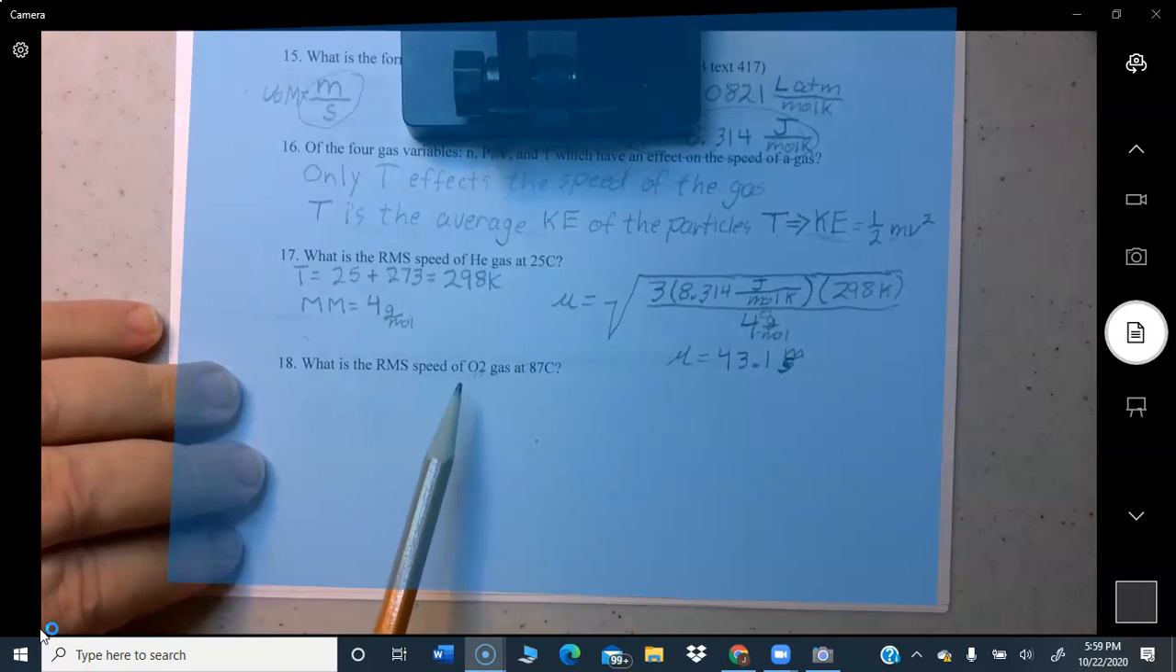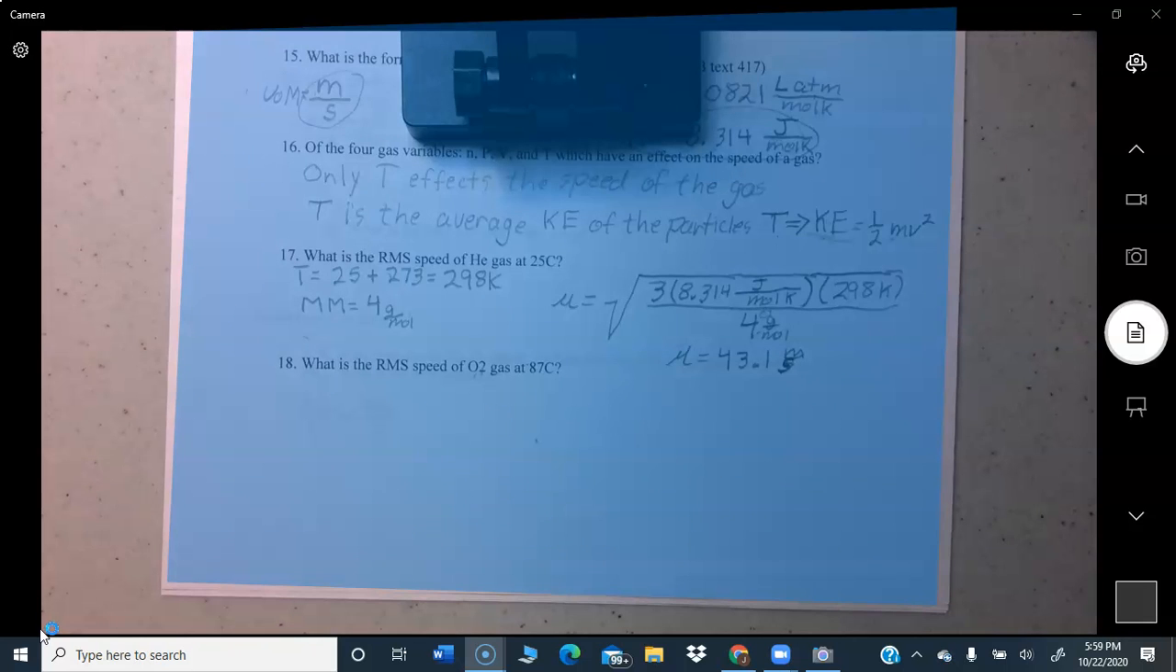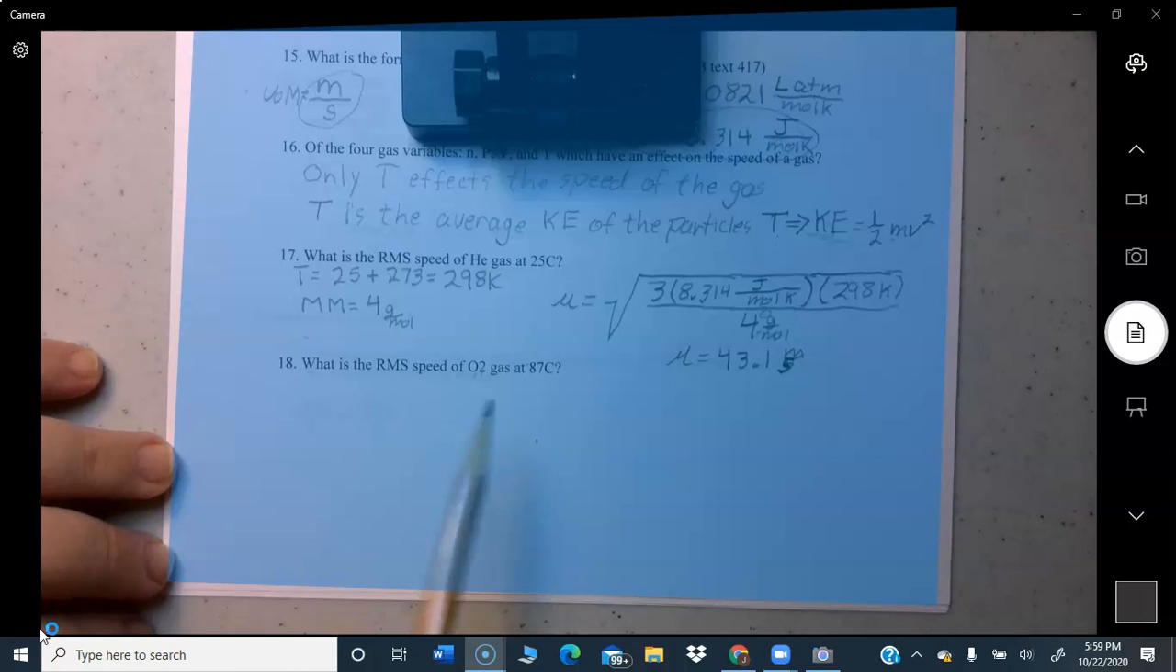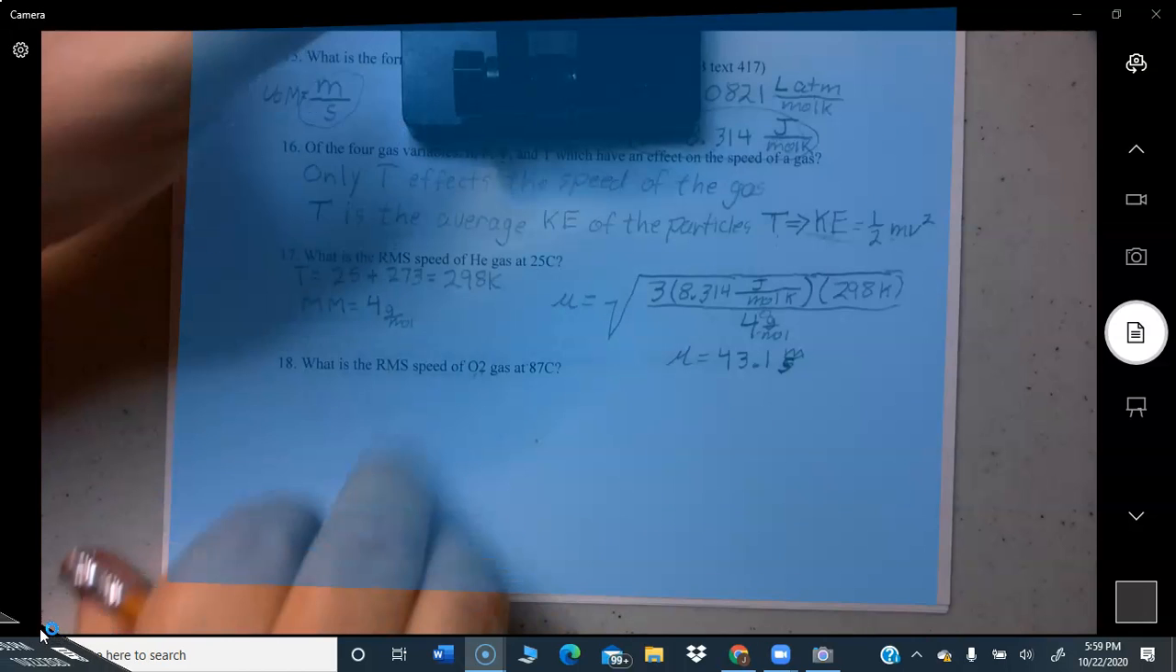So O2 is molar mass. You can look that up on the periodic table. Remember, there's 2 oxygen that you're dealing with. There's your temperature, and go ahead and do the same calculation there.